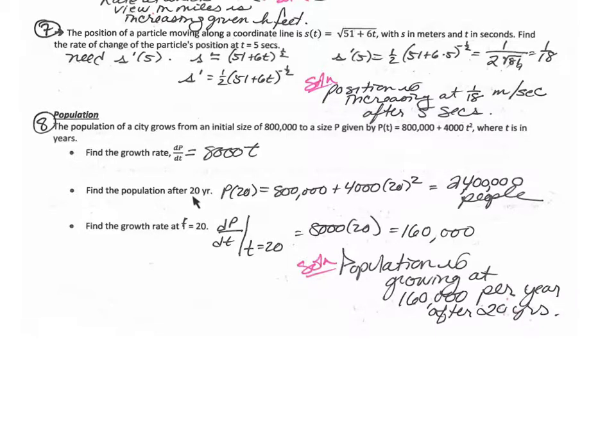Find the population after 20 years. That's population, not change in population. So just P of 20. And you end up with that many people. Find the growth rate at t equals 20. Now you take that derivative evaluated at 20, substitute it in, you get this, and here's your solution.